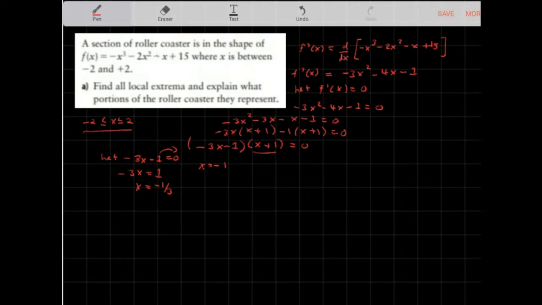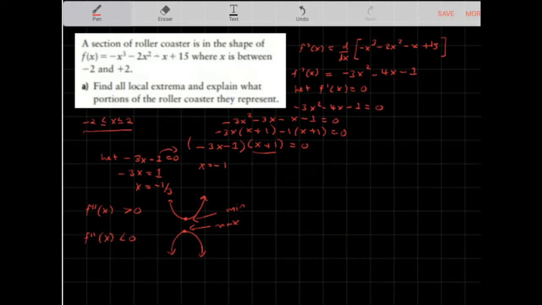Now, we want to find the local extrema, right? We know that these are two critical points. They represent extrema. We just don't know whether it's a maximum or minimum point. So let's determine that using the second derivative test. Recall that in the second derivative test, if f double prime of x is greater than 0, it's concave up, and if it's a critical point, this critical point would represent a minimum point, right? If f double prime of x is less than 0, the graph is concave down, and if there is a critical point, this would represent a maximum point.